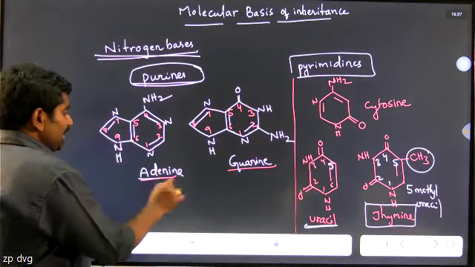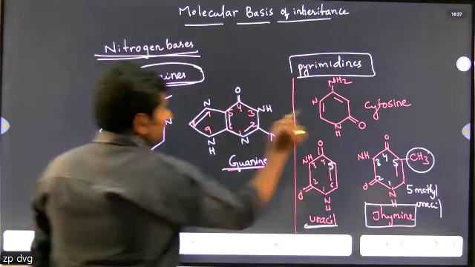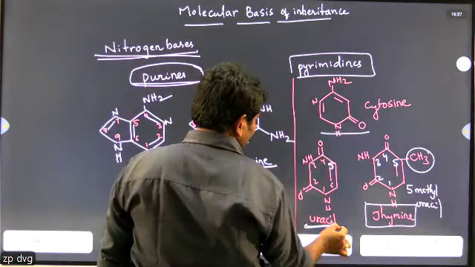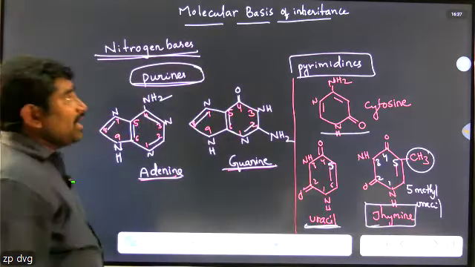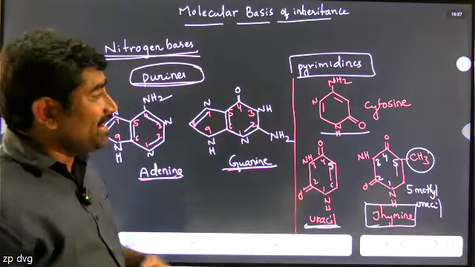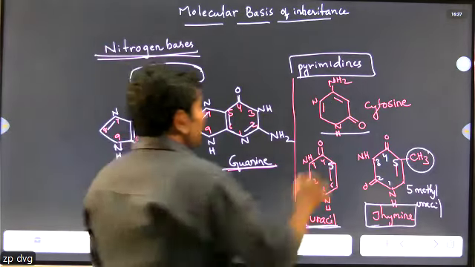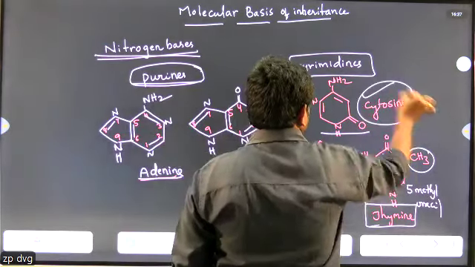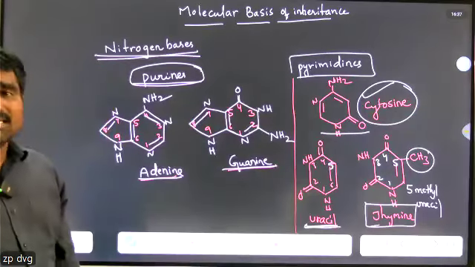So purines are adenine and guanine, and pyrimidines are cytosine, uracil and thymine. And what is the common pyrimidine between DNA and RNA? That is the question. The common pyrimidine between DNA and RNA is cytosine.